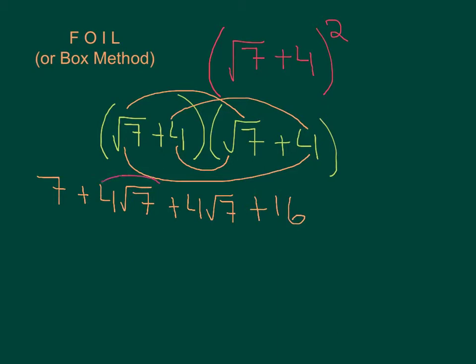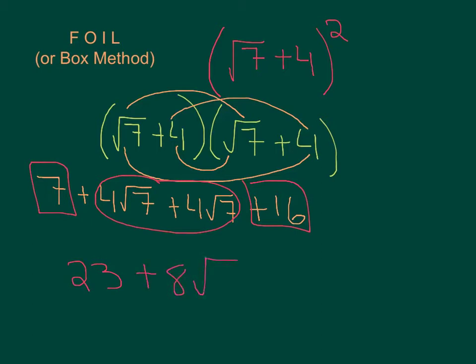And we can combine our middle terms while we also combine our first and last. So 16 plus 7 is 23, and then 4 square roots of 7 plus 4 more square roots of 7 is 8 square roots of 7. And everything is simplified. We cannot combine our last terms, so there we have our final answer.